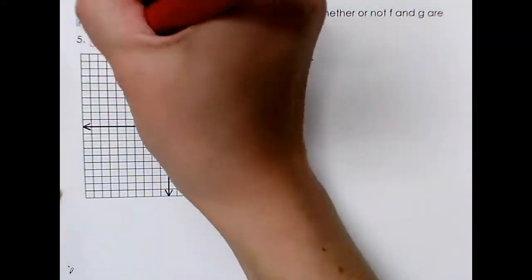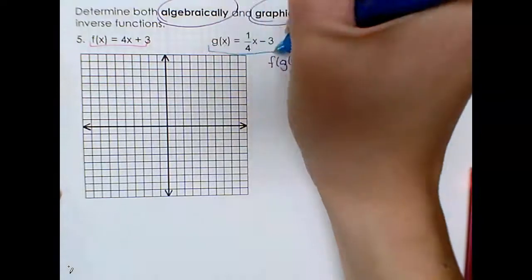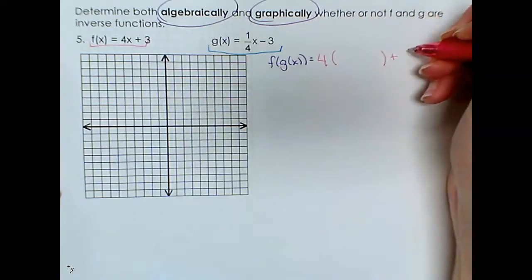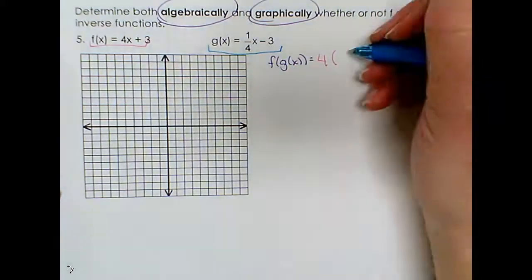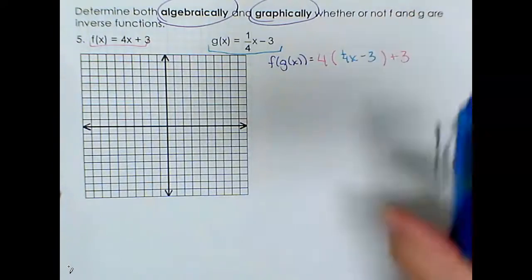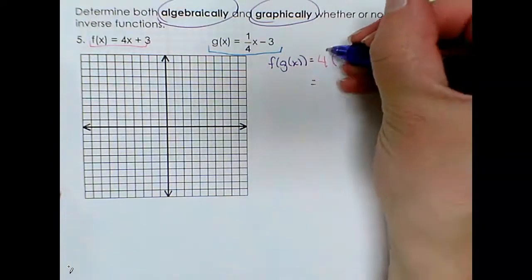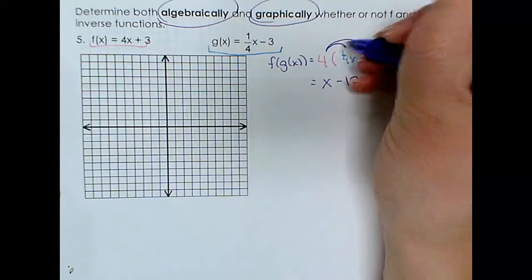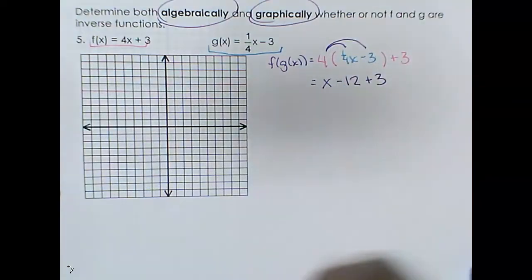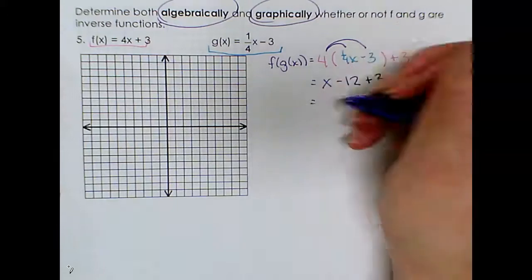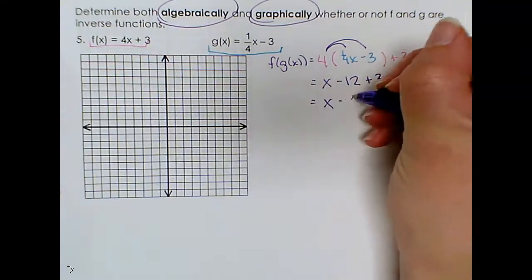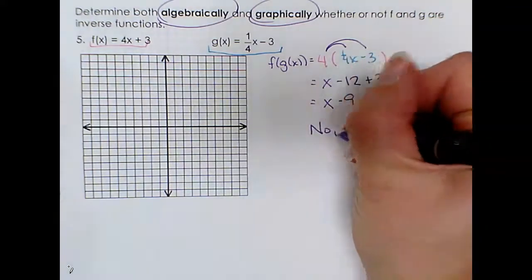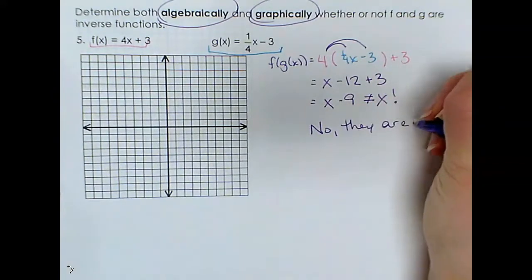So I'm going to give f of x one color, g of x another color. The outer function is f of x, so 4 times x plus 3. The inner function is g of x, that's 1/4 x minus 3. 4 times a fourth x is 1x. 4 times negative 3 is negative 12. And then plus 3. This is equal to, what, x minus 9? This is not x. So I can claim that no, they are not inverses.